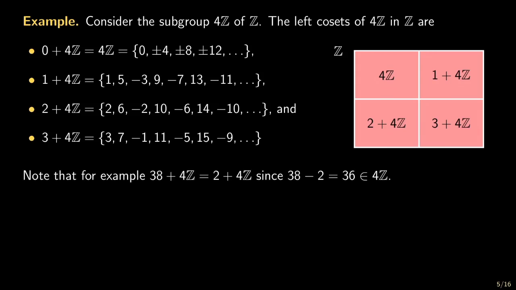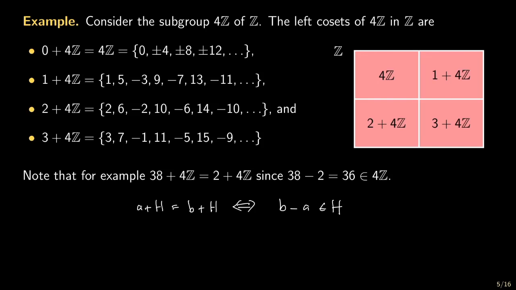Note, for example, that the coset containing 38, or 38 plus 4z, is exactly 2 plus 4z. How did I know that? Because 38 minus 2 is 36, which is a multiple of 4. Remember, in this case, a plus H equals b plus H if and only if b minus a is in H. This is the additive version of the things that we wrote in the previous slide.